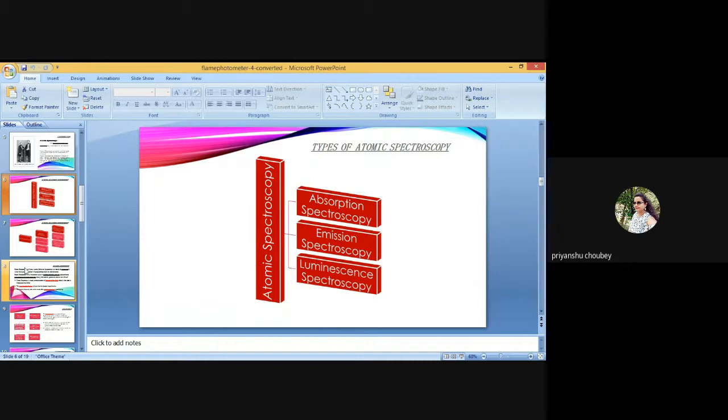The decrease in energy absorption is then measured and follows the Lambert-Beer law. The absorption is proportional to the number of free atoms in the ground state.